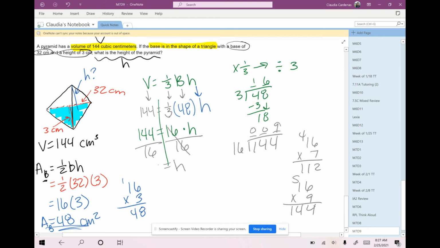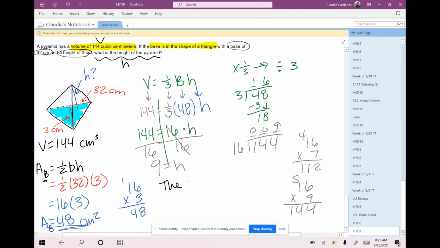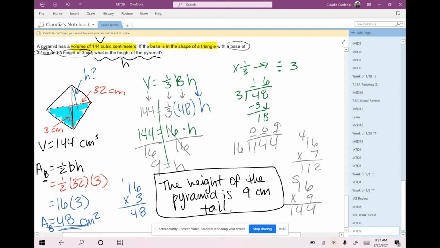So then if we wrote a sentence, h equals 9 is telling us that the height of the pyramid is 9 centimeters tall. So let's stamp. We can annotate for the volume formula and then substitute what is given into the formula and then use inverse operations to solve. We're going to try a few mixed practice problems independently.